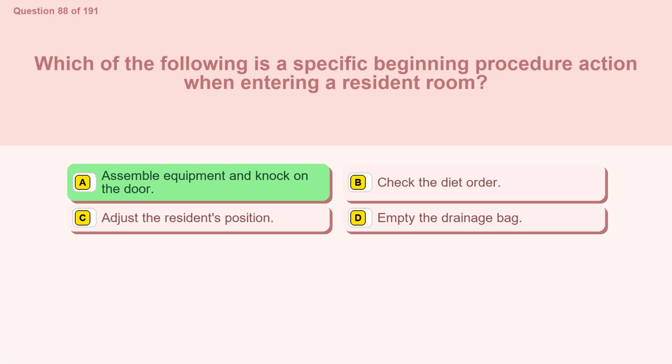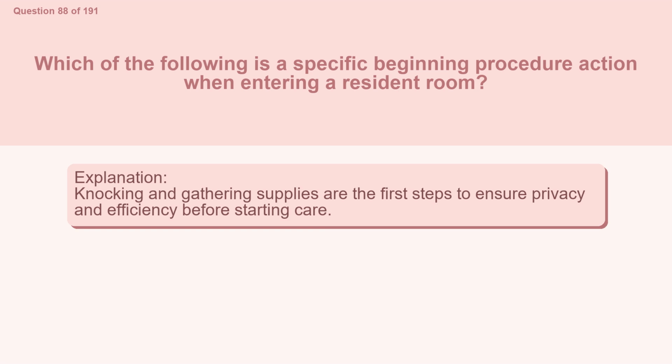The correct answer is option A, assemble equipment and knock on the door. Knocking and gathering supplies are the first steps to ensure privacy and efficiency before starting care.